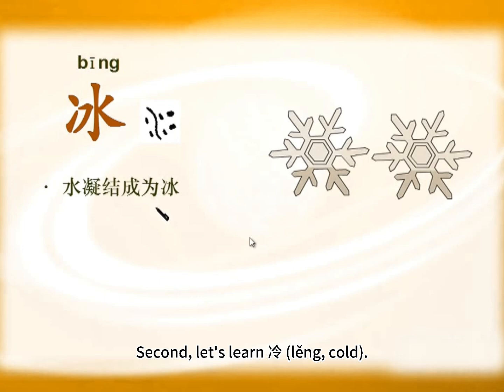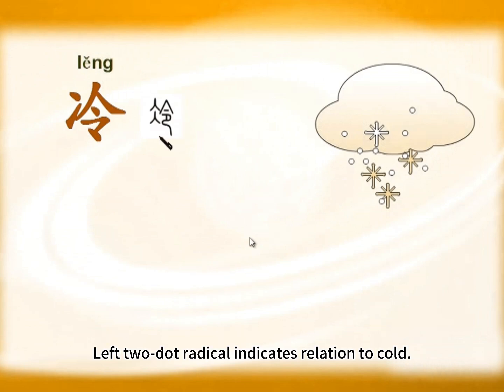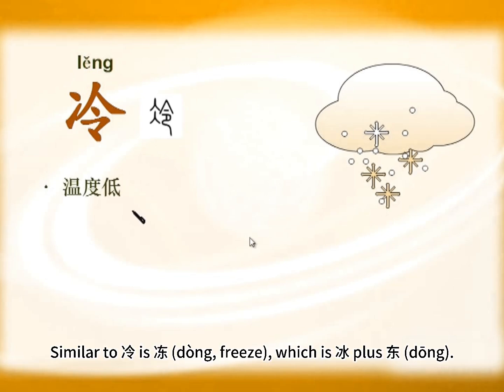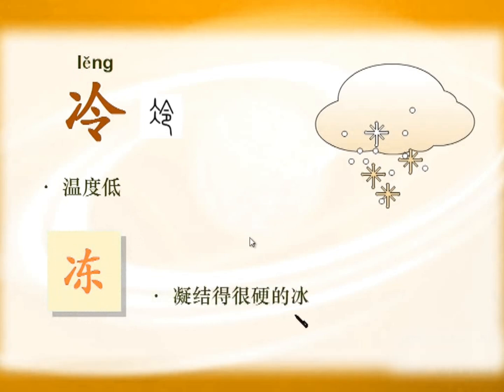Second, let's learn lěng, cold. Lěng is a later character. The right part, líng, indicates sound, and the left two-dot radical indicates a relation to cold. Lěng originally meant low temperature. Similar to lěng is dòng, freeze, which is the two-dot radical plus dōng. It means stiff, hard. It originally meant very hard, frozen ice.